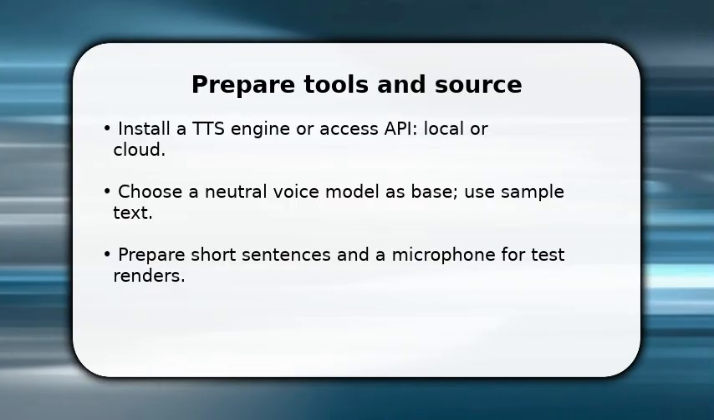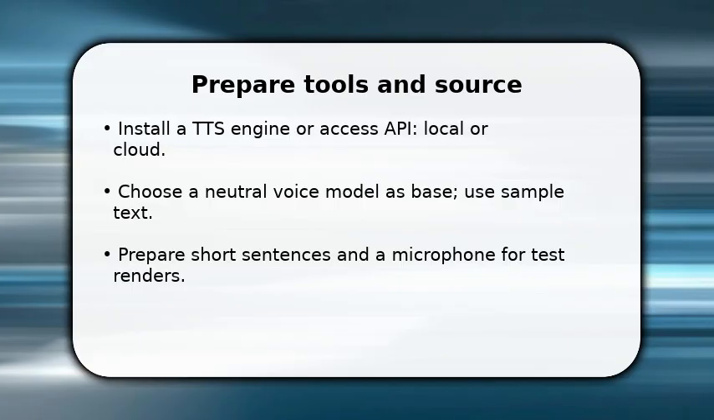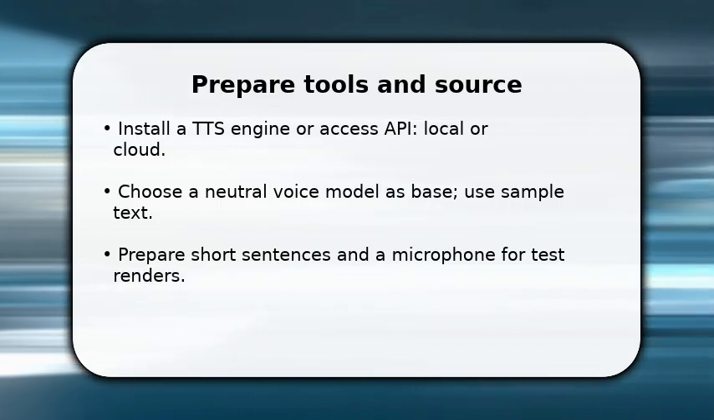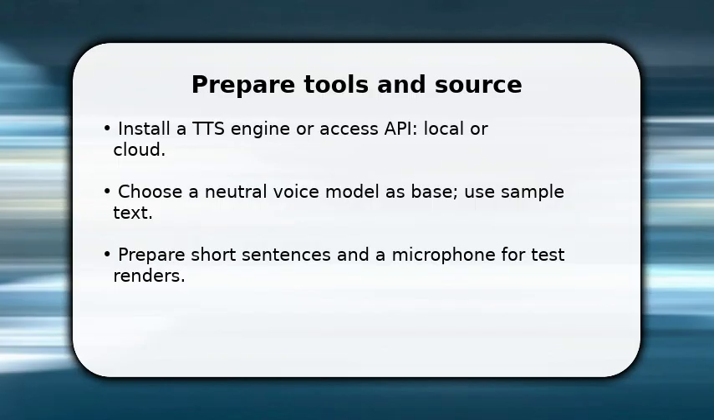You start by gathering the tools and a clear source text. Install or sign into a TTS engine, pick a neutral voice model to modify, and load a short script to test. Once done, set sample rate to 44.1 kHz or 48 kHz, and record a reference whisper if possible. This helps match texture. Make sure to enable high-quality synthesis settings. Begin immediately with a short test phrase, so you can hear changes as you tweak parameters.